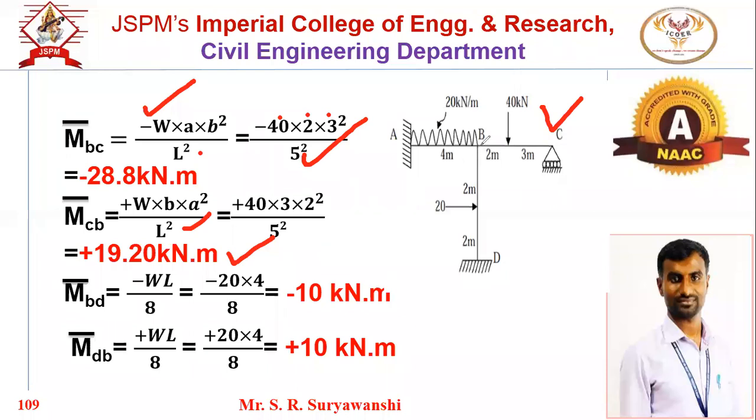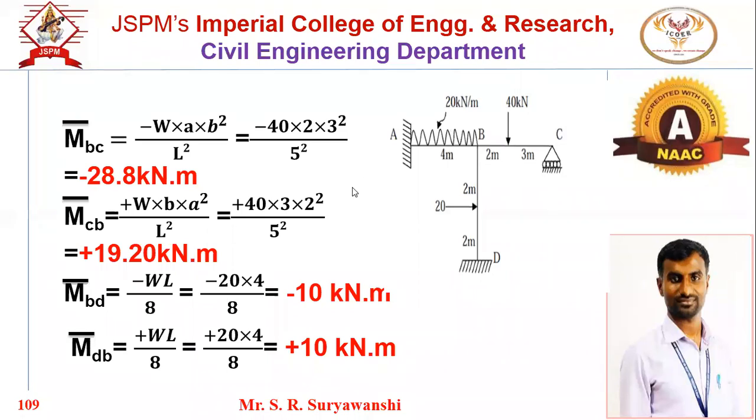Next member, that is the column member BD. It is subjected to a central point load acting at 2 meter distance. The formula for the fixed end moment is minus plus WL by 8, so minus 20 into 4 by 8, that will be minus 10 for M bar BD and plus 10 for M bar DB. These are the fixed end moments. The weightage for this first step will be 2 marks for your INSEM examination.